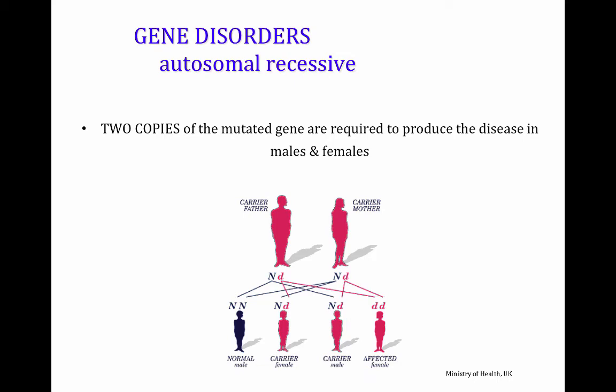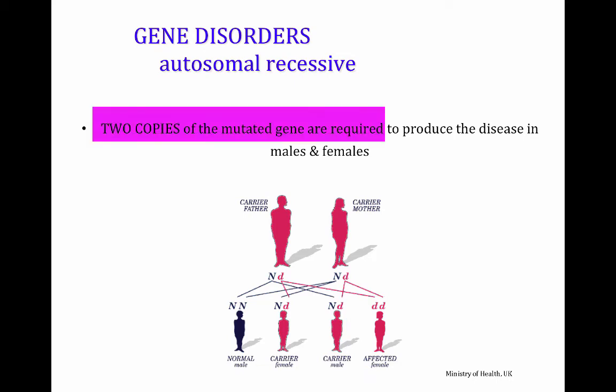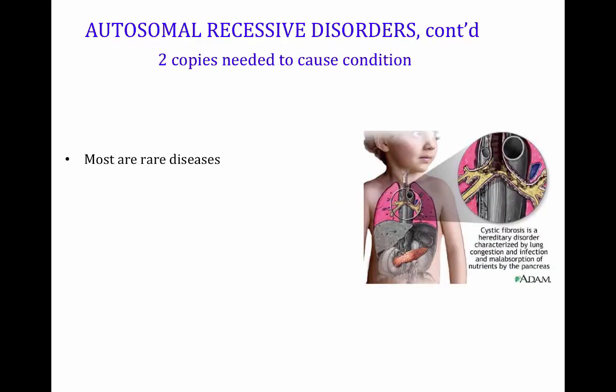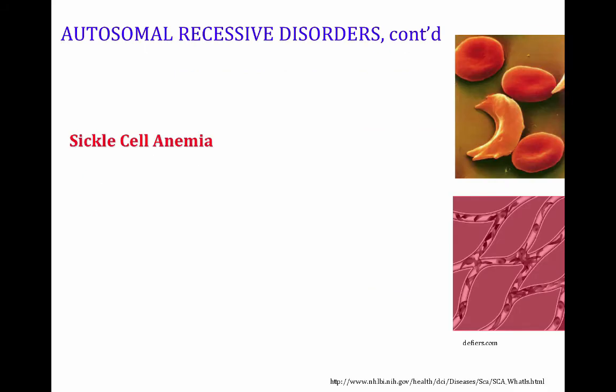In autosomal recessive disorders, 2 copies of the mutated gene are required to produce the condition. Most of these conditions are rare, again because 2 copies are needed in order to cause the disorder. Examples include Tay-Sachs disease, which involves chromosome number 15, and cystic fibrosis, which involves chromosome number 17. One that you may have heard more about is sickle cell anemia. This particular condition is carried on chromosome number 11.